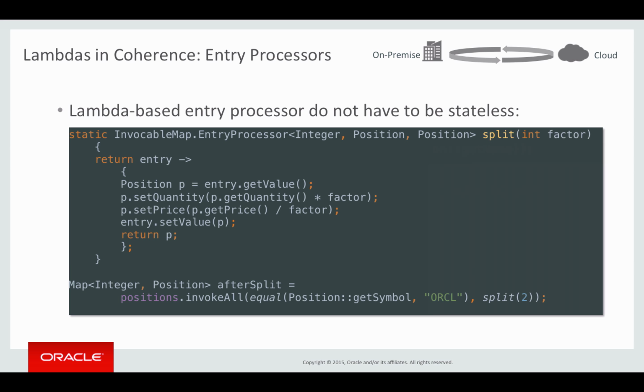So in this example, we have a split method, which is a static method. It takes factor, which is our split factor, as an argument, and that argument will actually be captured inside of a Lambda. So if you look at the Lambda itself, that we are simply returning from this static method, the Lambda itself is your typical implementation of an entry processor, basically of a process method of the entry processor.